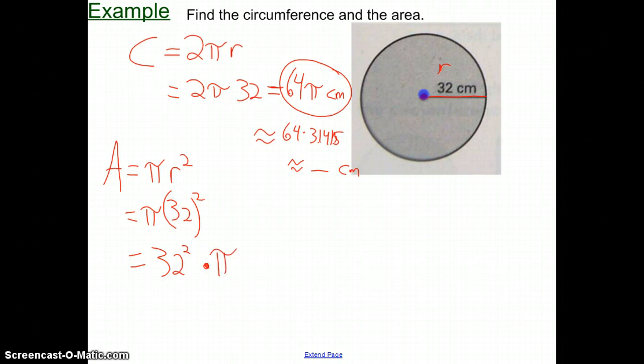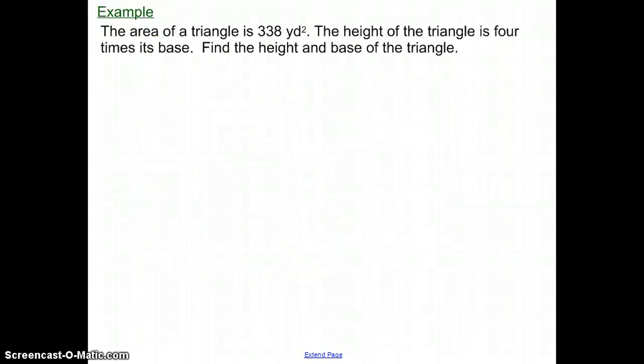Okay, I have no idea what 32 squared is. It's probably going to be around 1,000. But you get your number. It's an area, so it's going to be centimeters squared. Like I said, I don't know what 32 squared is, but you get that number, centimeters squared. All right, last example.